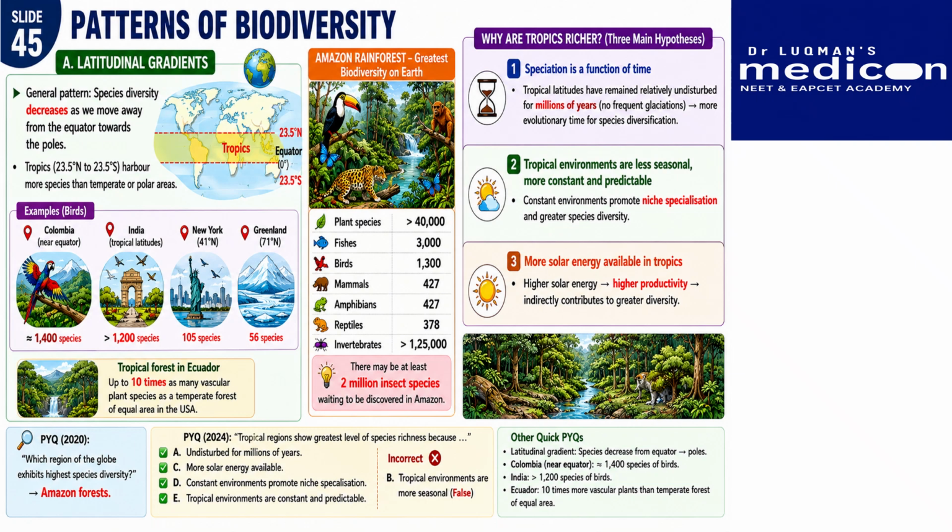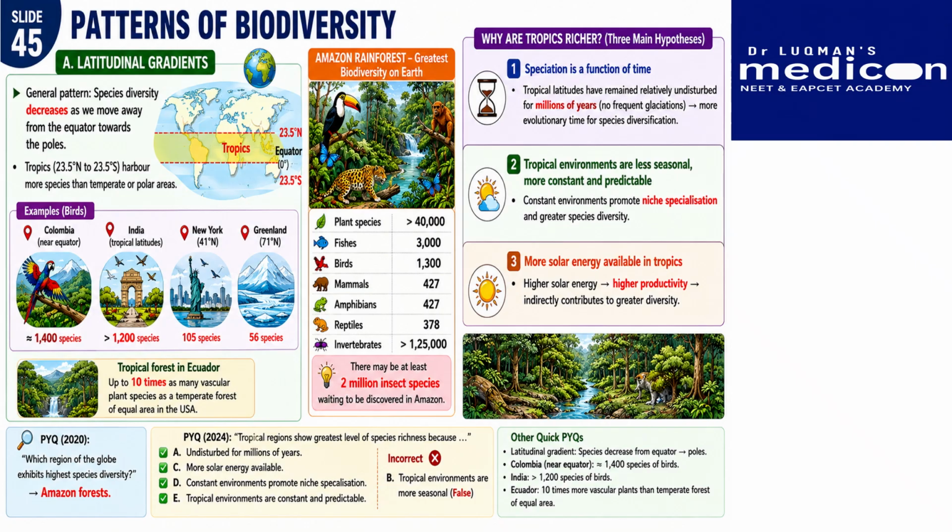When it comes to the Amazon rainforest, the greatest biodiversity on earth: plant species more than 40,000, fishes more than 3,000 species, birds more than 1,300 species, mammals 427 species, amphibians 427, reptiles 378, and invertebrates more than 1,25,000 species. There may be at least 2 million insect species waiting to be discovered in the Amazon.